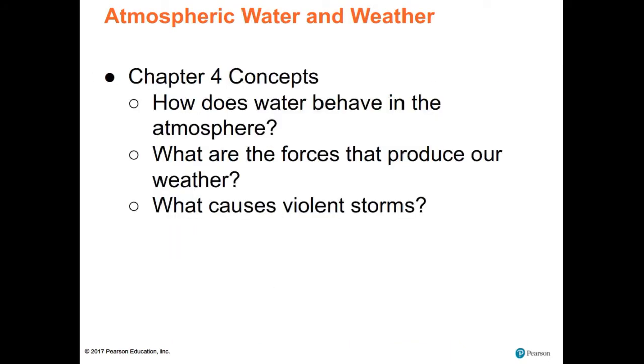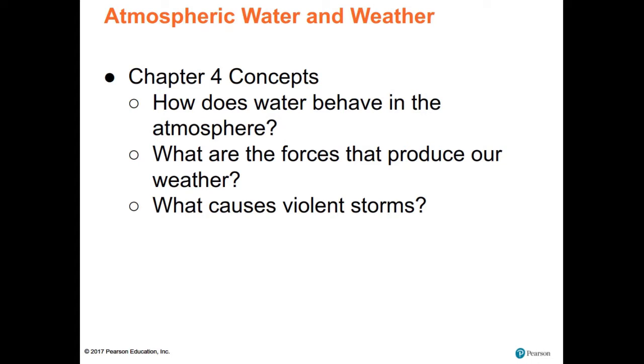How does water behave in the atmosphere? What are the forces that produce our weather? The answer to that question is the latent heat of condensation. That is the most important idea of the entire chapter. The whole key to understanding why we have weather, why we have rain, especially things like tornadoes and thunderstorms and hurricanes, all of those are the result of the latent heat of condensation.